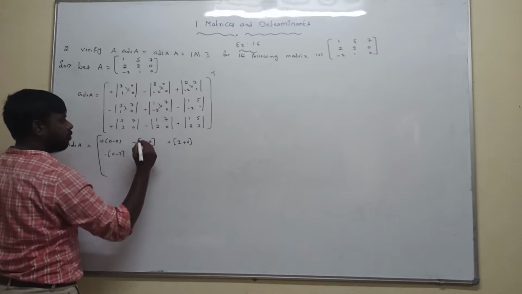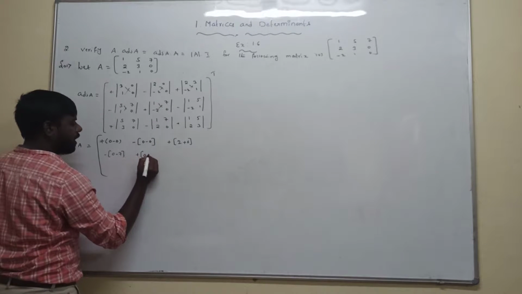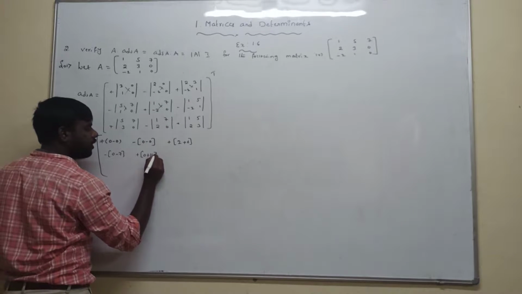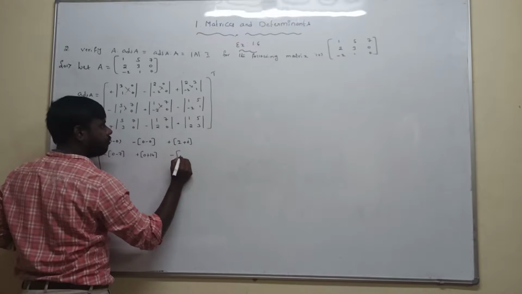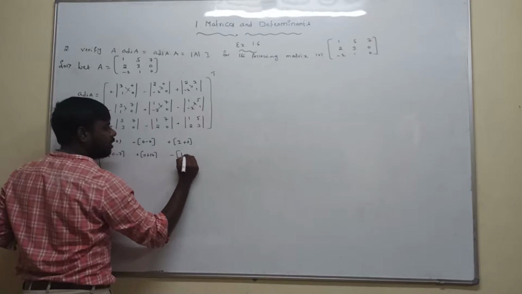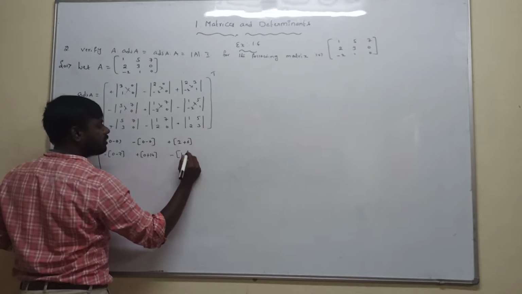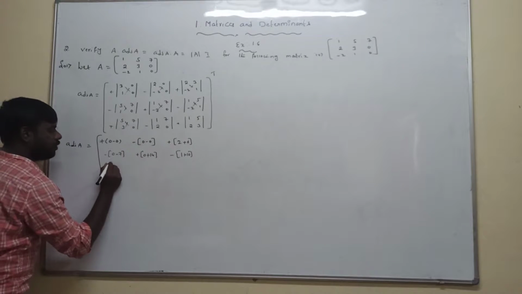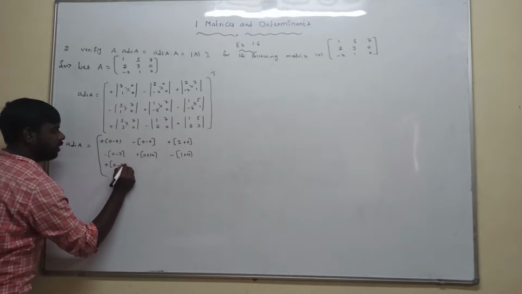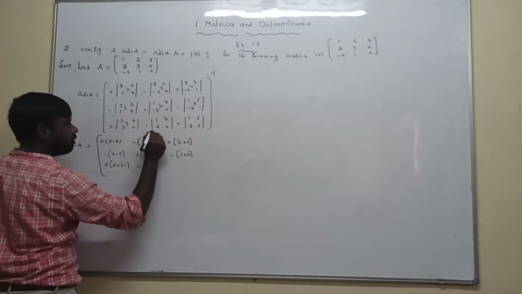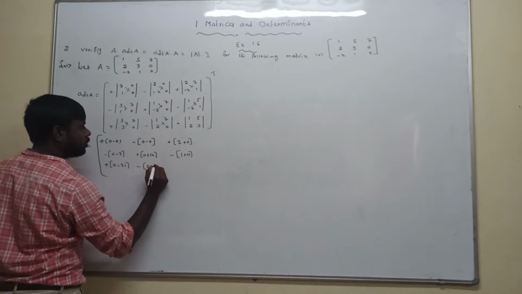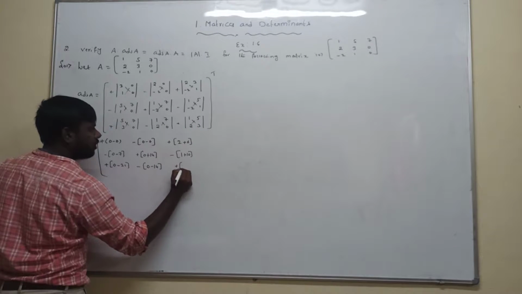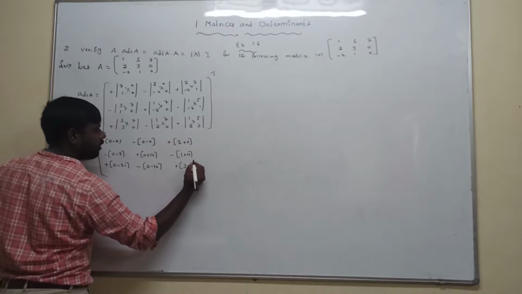Next is 1 into 0 is 0, minus of minus 2 into 7 is minus 14, minus of minus is plus 14. Minus of 1 into 1 is 1, minus 2 into 5 is minus 10, minus of minus is plus 10. 5 into 0 is 0, 7 into 3 is 21. 1 into 0 is 0, minus 2 into 7 is 14. Next here 1 into 3 is 3, minus 5 into 2 is 10.